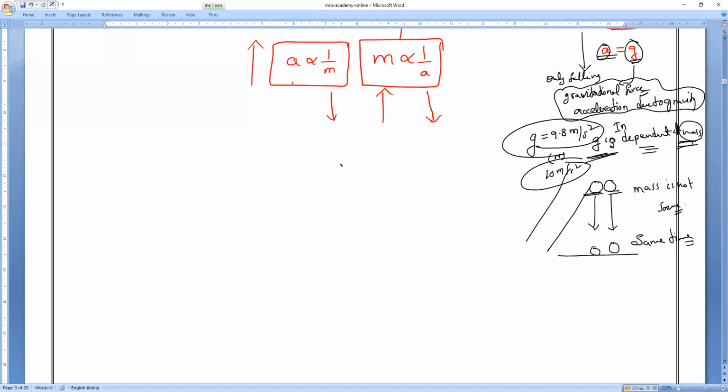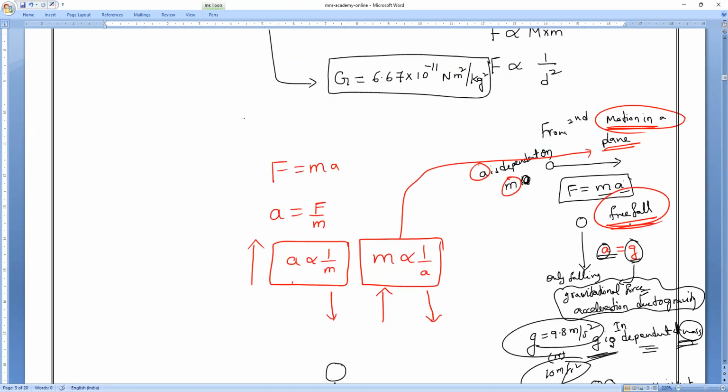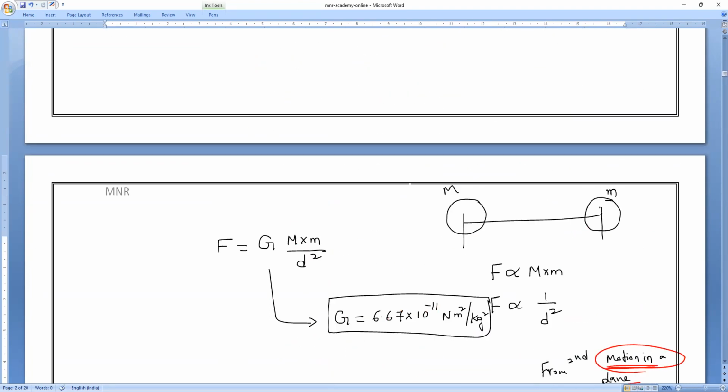Okay. So now, according to free fall, when the body is falling towards the ground, F is equal to what is the formula? Anybody? Mass into acceleration due to gravity. So this is equation number 2, and already we know equation number 1. What is equation number 1? G into capital M into small m divided by d square. This is equation number 1.